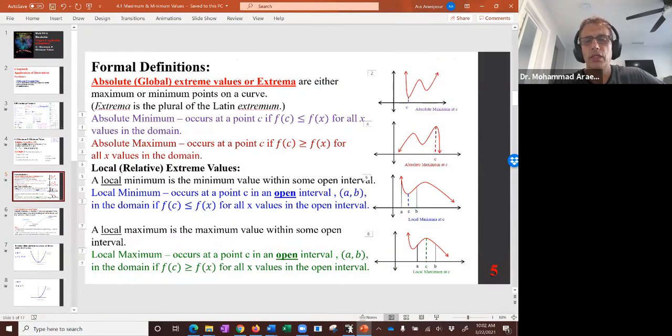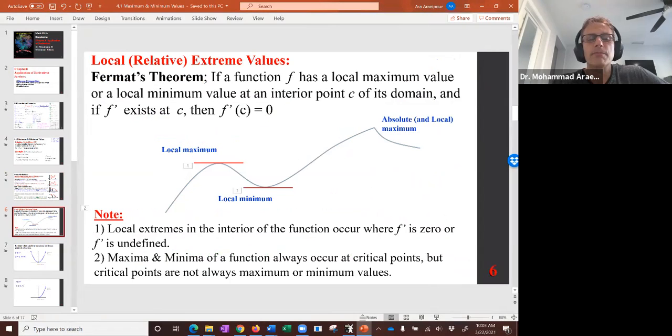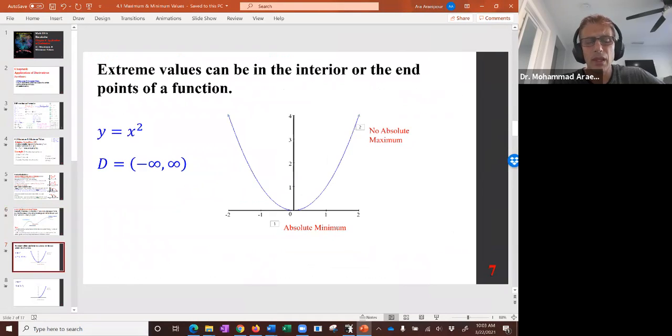Local or relative means in some open interval, global or absolute means in the entire interval of the function. Fermat's theorem: local max and min occur where f prime equals 0 or f prime doesn't exist. In this example, a parabola opens up with the domain of all real numbers. There is an absolute min, which is also the location of a local min. There is no local max or absolute max.